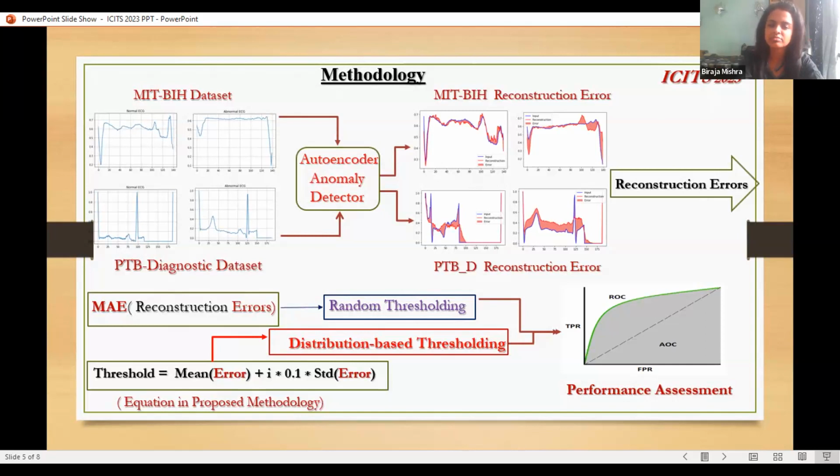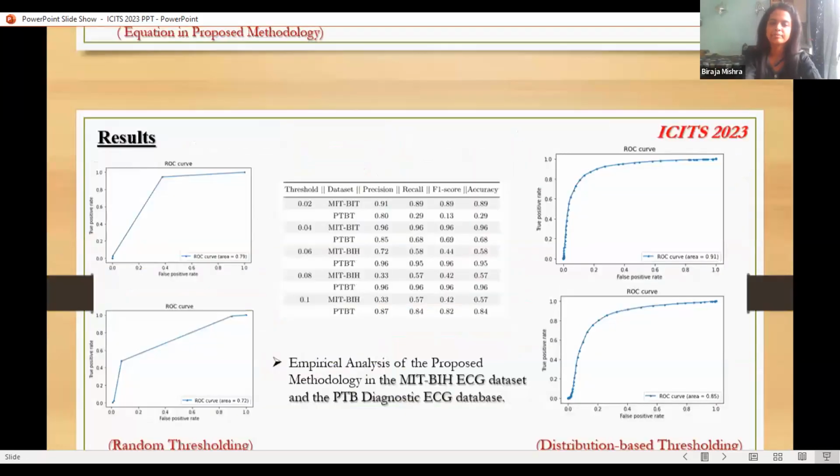Then in the distribution-based thresholding method, which is our proposed method, we have systematically generated a range of thresholds, a range of 100 thresholds, from which we found the near optimal threshold that is acting effectively for the anomaly detection process, and that effectiveness we have checked using the ROC curves.